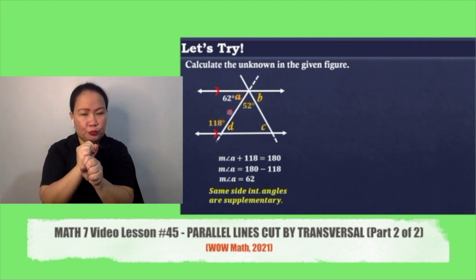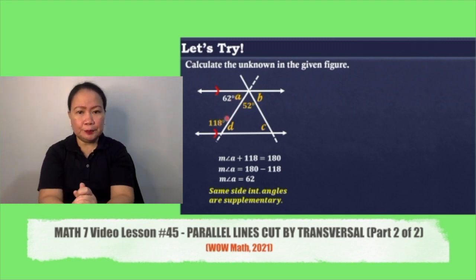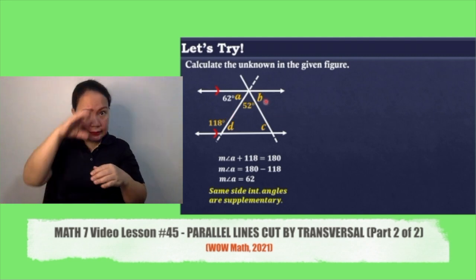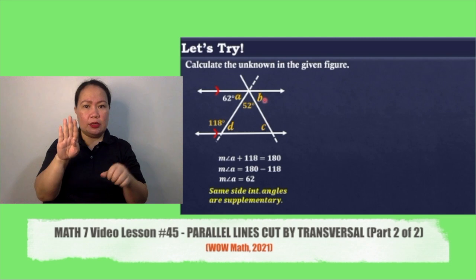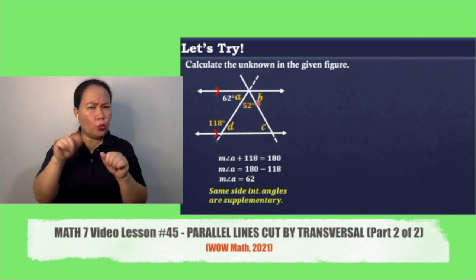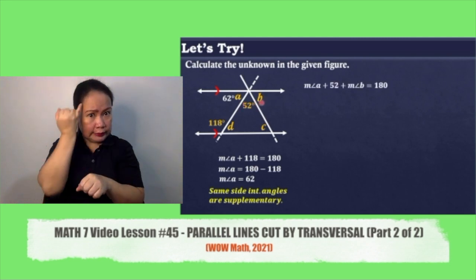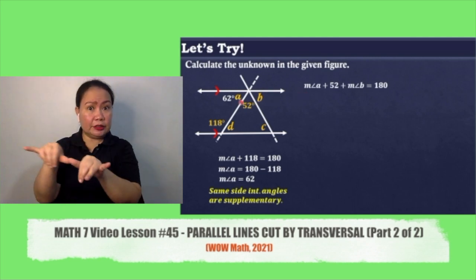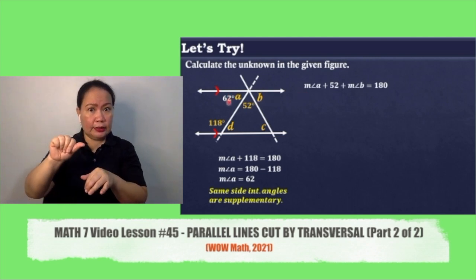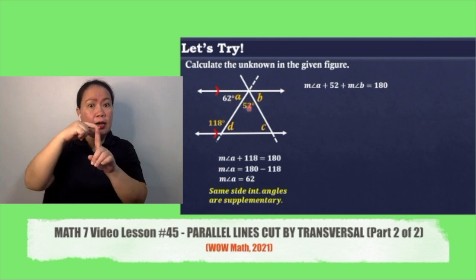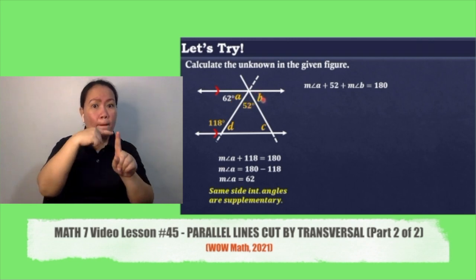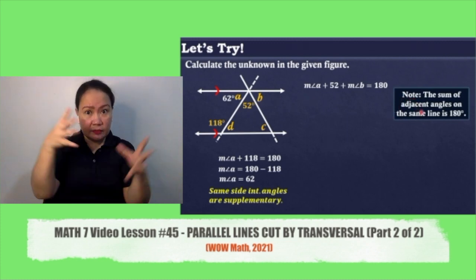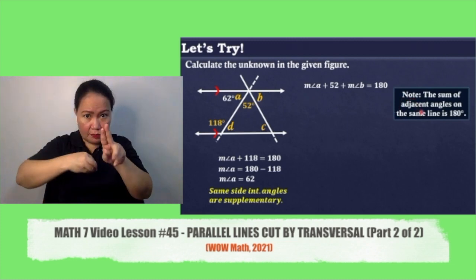Okay? Dapat alam mo kung anong meron sa kanilang dalawa. Next, let's find the measure of angle B. So, ano ang pwede mong gamitin dito? Okay, so, pwede nating i-add yung measure ni angle A na 62 degrees, si 52 degrees, at yung measure ni angle B. Why? Take note that the sum of adjacent angles on the same line is 180.